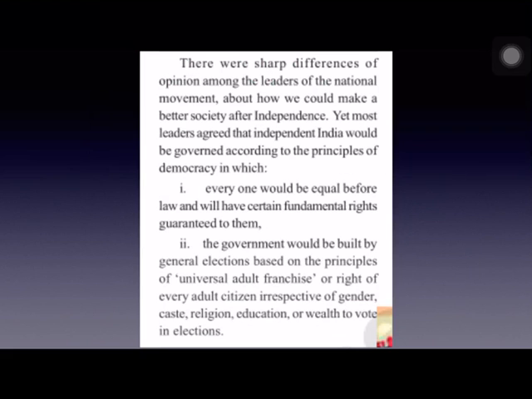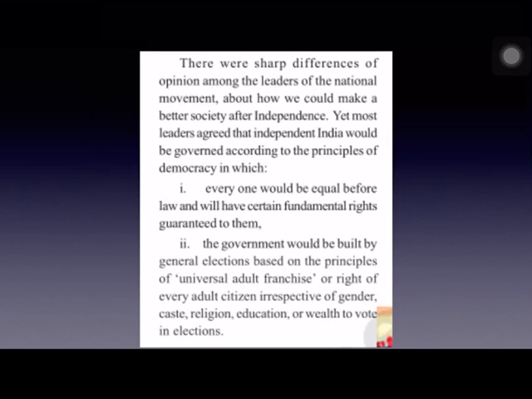Though there were little differences among the leaders of the country regarding the future government and future plans, how the constitution should be, how the government should be, and how we should rule the country, most of the leaders agreed that after independence, India should be governed according to the principles of democracy. All the major leaders agreed that democracy should be established in India, a democracy in which all are equal before law.